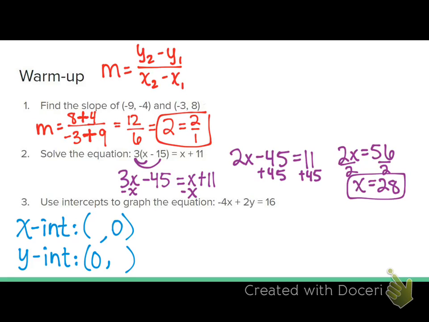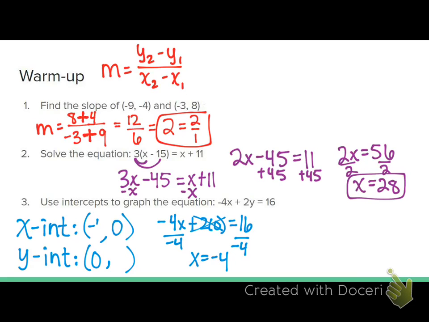Okay, so let's start with our x-intercept. We're going to plug 0 in to y. So -4x plus 2 times 0 equals 16. Can't you really just put -4x equals 16? Sure, because 2 times 0 is just 0. That goes away. How would we get x alone? Divide by -4. X equals -4.